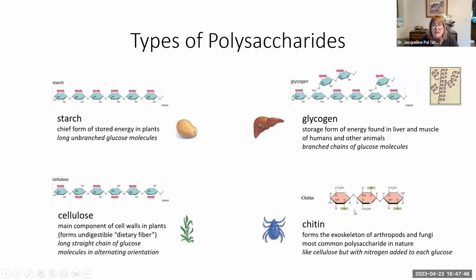And what happens here is we have a nitrogen added to each glucose marked here in green. And so it's like a long chain of starch, but with nitrogens added to it. It's the most common polysaccharide found in nature, just not in humans, because this is what forms the exoskeletons. It's also in your fungi. So we find this in mushrooms, and if you've ever stepped on a cockroach and you get the little crunch when you're stepping on them, that is the chitin polysaccharide that you are breaking.